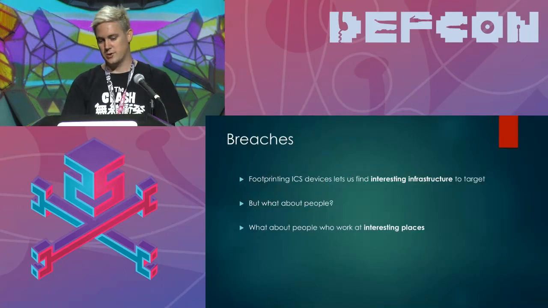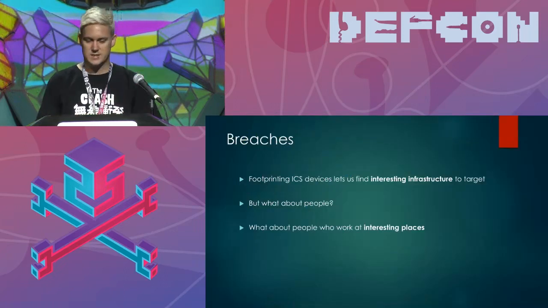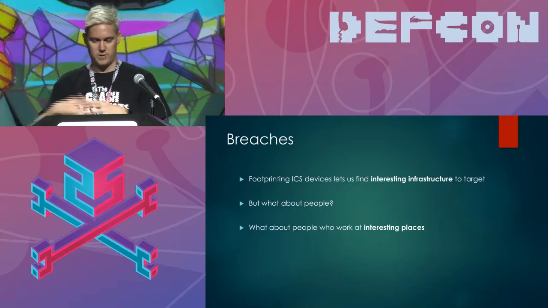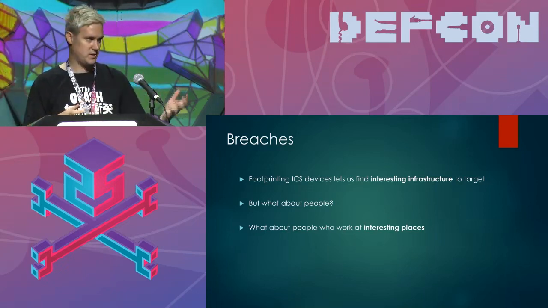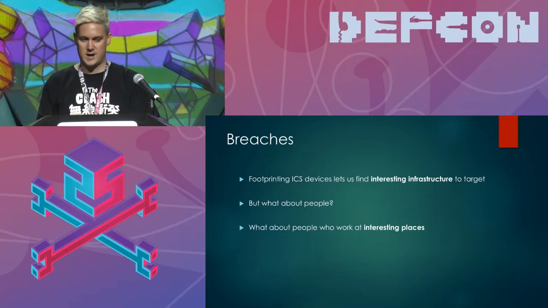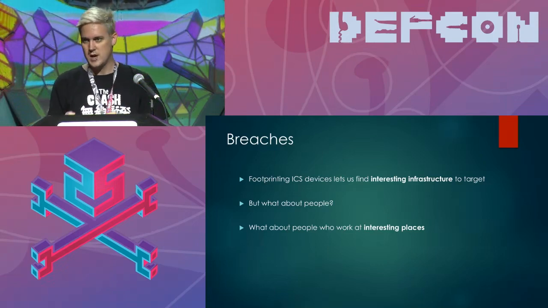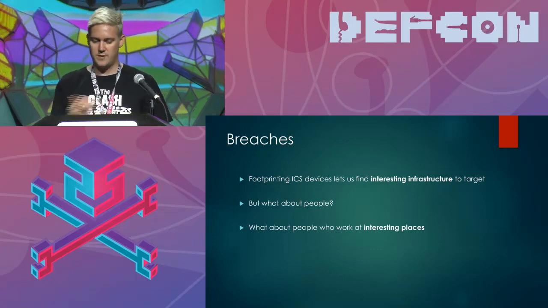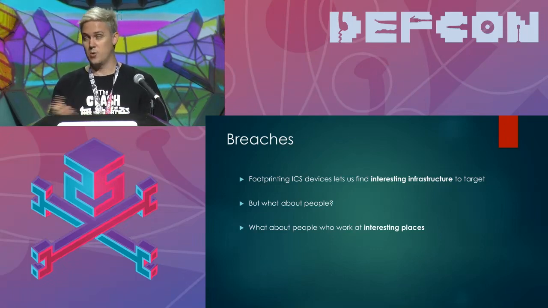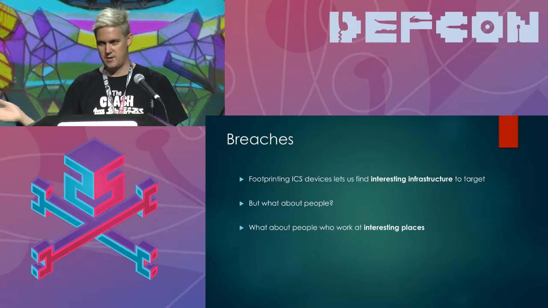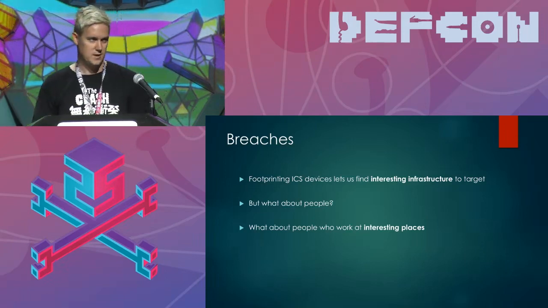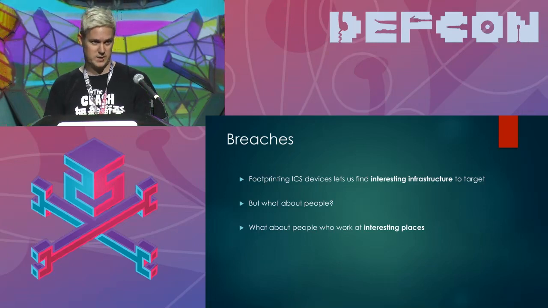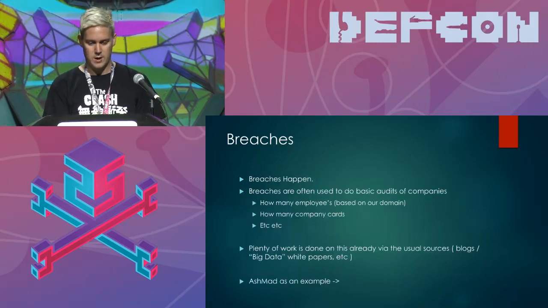Okay, so that's on ICS devices, right? So we can find interesting places. I can find all of them based on the country, or I can look at where they're physically located, and I can find each individual one that I'm looking for. And that gives us interesting infrastructure to target. But what about people? If I want to look at interesting people who work at interesting places. I don't care about people who don't work at places that end in gov or something that I would target, in this case, because I'm an attacker looking for that sort of scale.